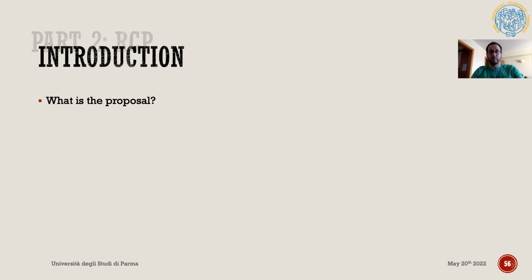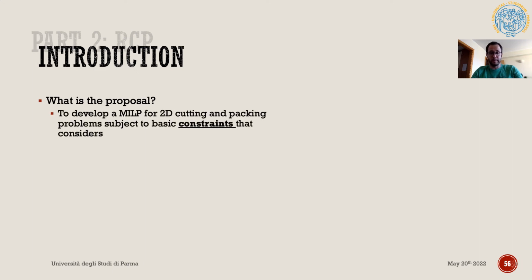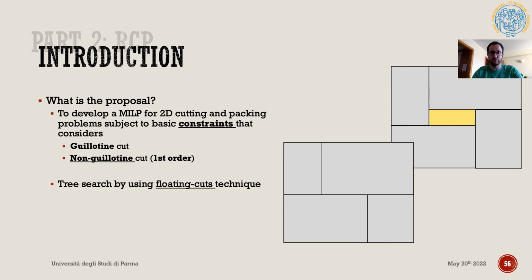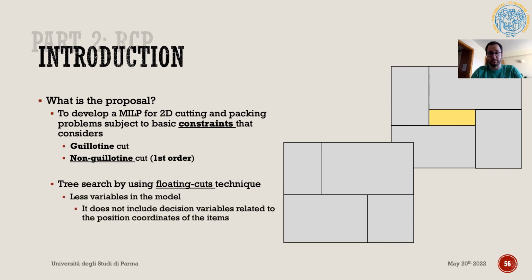For this problem, the proposal is to develop a MILP model that considers both guillotine and non-guillotine cut types. For this case, the first order non-guillotine cut. To this end, the proposal is based on the idea of floating cuts, a technique that simplifies the regular MILP models by reducing the number of variables used, for example. I will explain about this next.